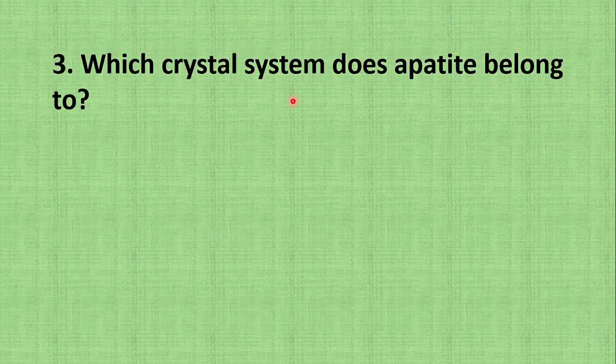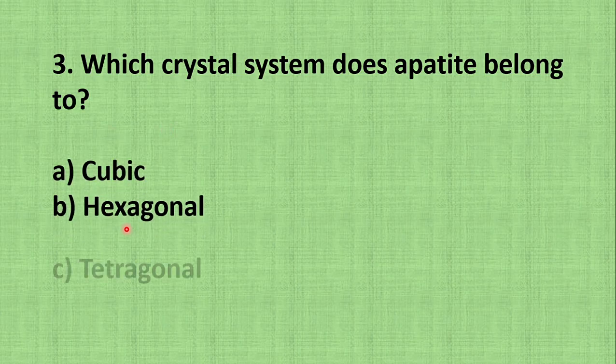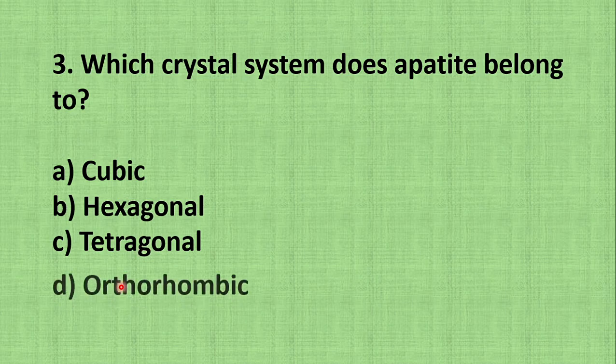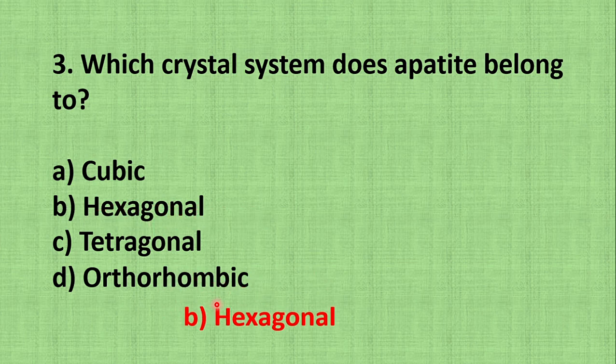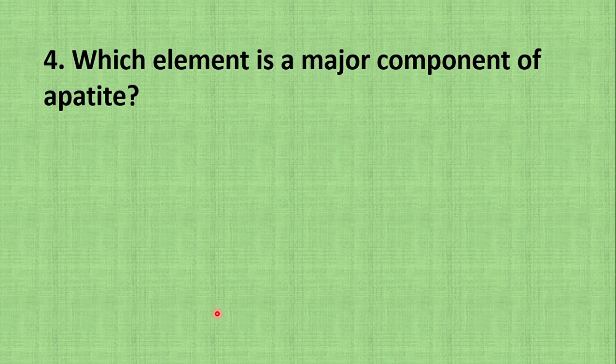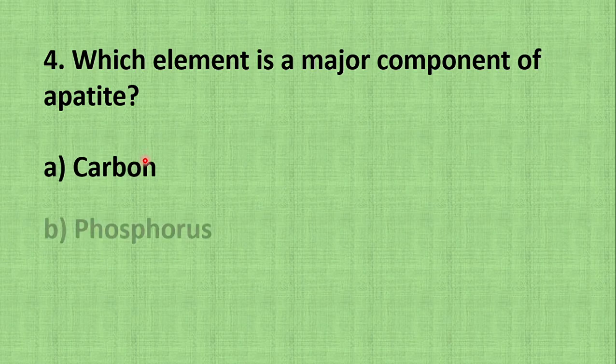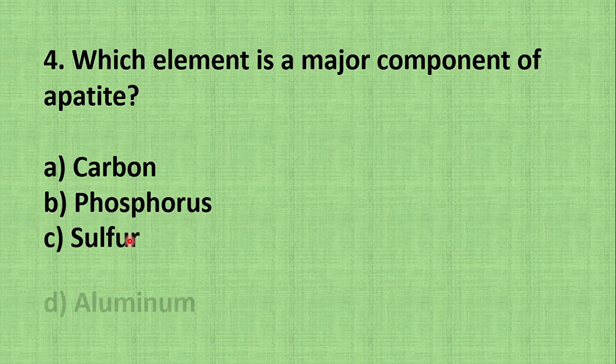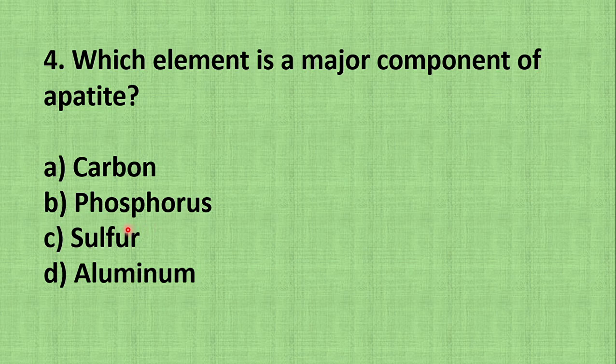Okay. Next, which crystal system does apatite belong to? Cubic, hexagonal, tetragonal, orthorhombic. So we already know apatite crystallizes in the hexagonal crystal system. So correct answer is B. Which element is a major component of apatite? Carbon, phosphorus, sulfur, aluminium. So which one is the correct answer? Correct answer is phosphorus. Okay.